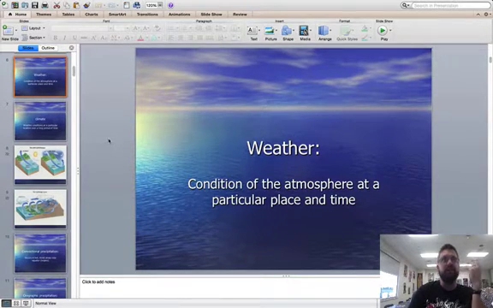All right, so now you need to know the difference between weather and climate. These key terms you'll see a lot. Weather is the condition of the atmosphere at a particular place and time. What that means is, if I asked you what it's like outside right now, it's about 8:30 in the morning. At this current time, it's 78 degrees. It's sunny. That's what it is right now. Of course, later today, it's going to be a little bit different. So weather is what it's like at a particular place at a particular time.